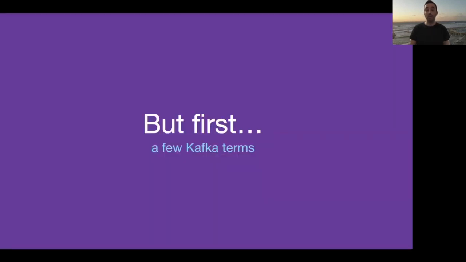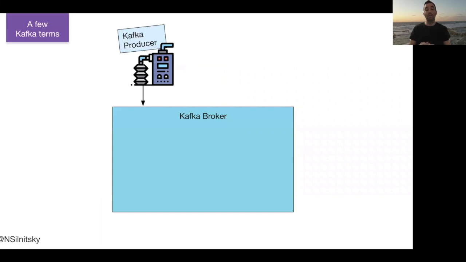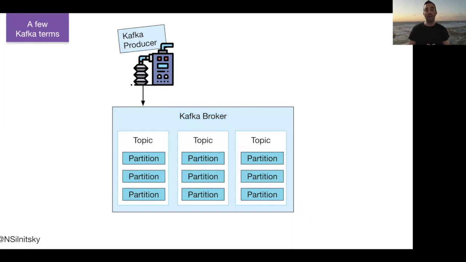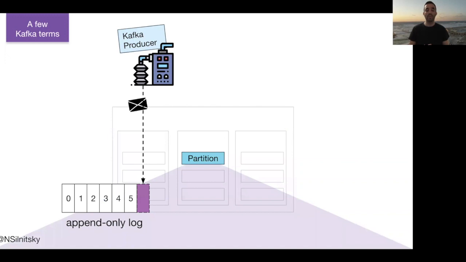First, I want to give a few Kafka terms for those of you who are less familiar with how Kafka works. So Kafka is a message broker that allows an event-driven style of inter-process, inter-service communication, which is resilient and highly available. And you can see the Kafka producer on its side produces messages to specific topics. And these topics are divided into partitions. And these partitions are basically append-only logs, where each message is appended at the end of the log.